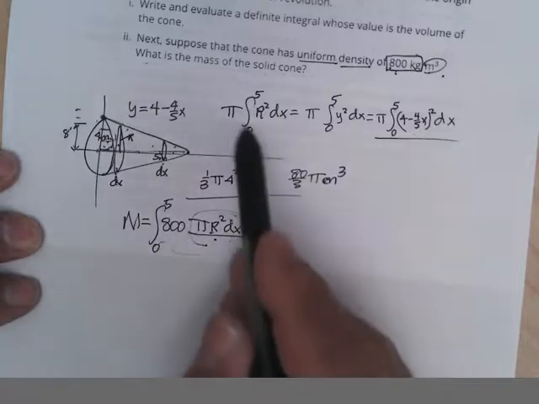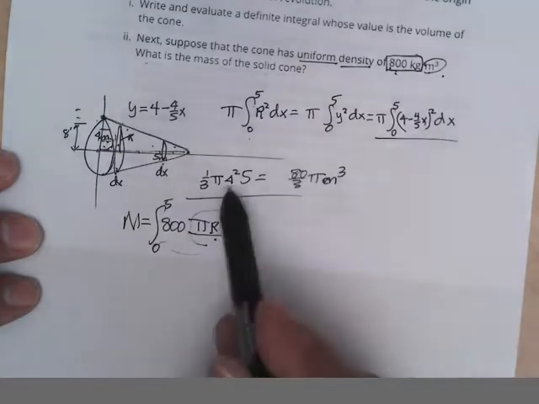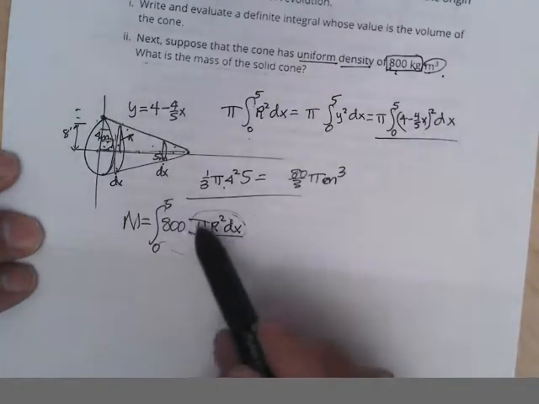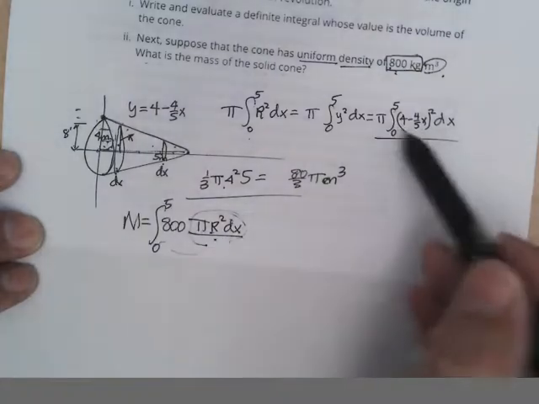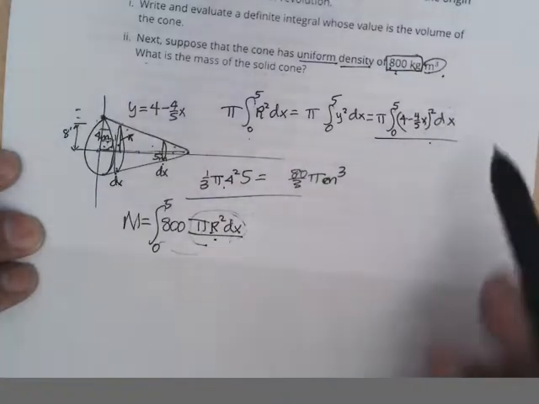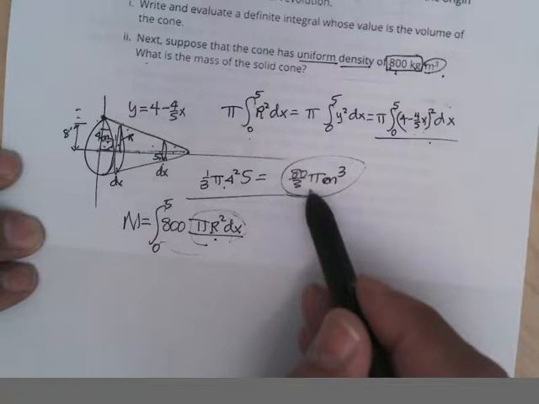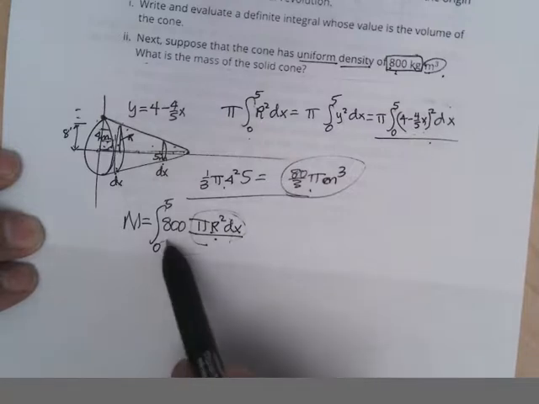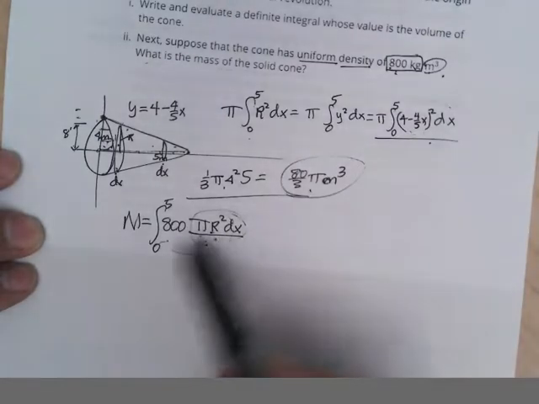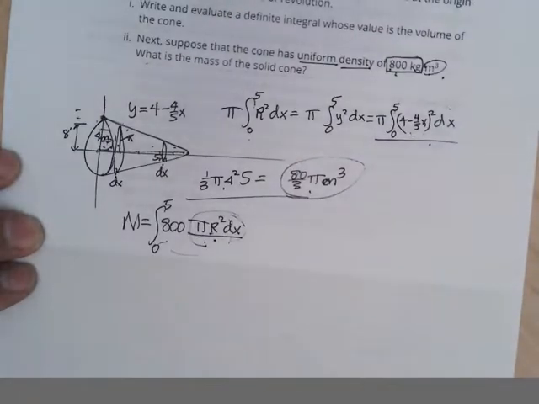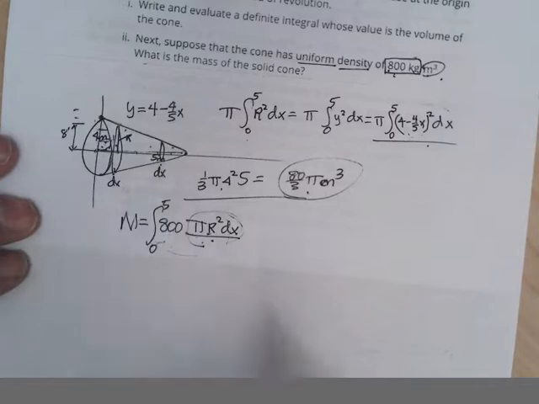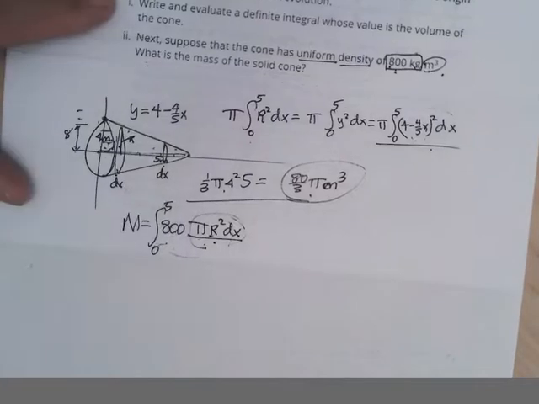Now, the reason they had us do this volume this way instead of this way is because now we can just take 800 times this integral and we'd have that. Or we could take this times 800 and we would get the total mass. But we're doing it with calculus so that we know how to do it with some other shapes that are not so obvious. But that's the idea.